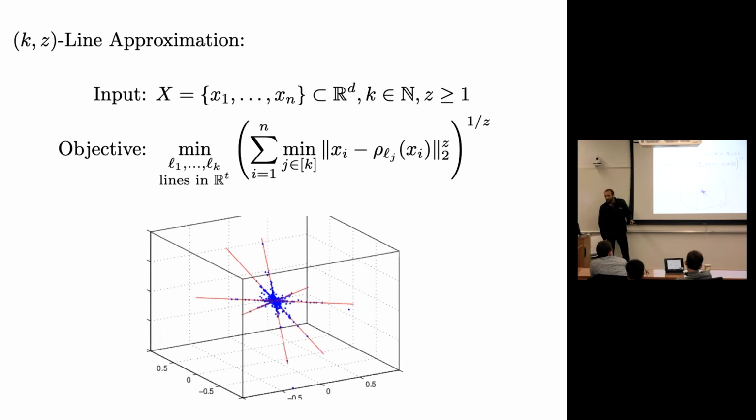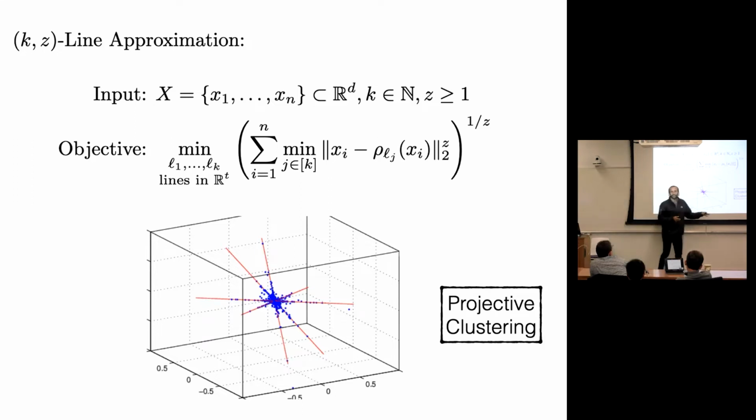Okay, one final problem, and now I'm going to combine both the (k,z) clustering and the subspace approximation, but I'm going to do it just for lines. This is known as (k,z) line approximation. Again, the idea is you want to partition your points into k parts, and for each part, you approximate the part not by a point, but by a line. So this is what this picture is showing. This is part of what's known as projective clustering. You can even think more generally than lines: you want to partition your points, and for each part, you approximate it by a low-dimensional subspace. But already the results are going to degrade enough for k-line that we didn't do it for projective clustering.